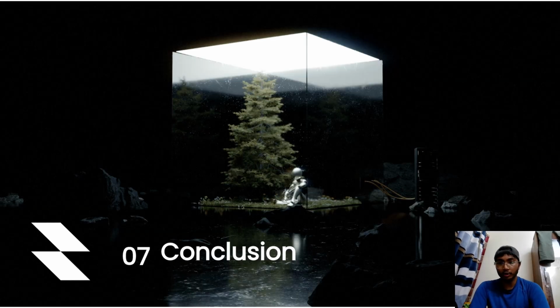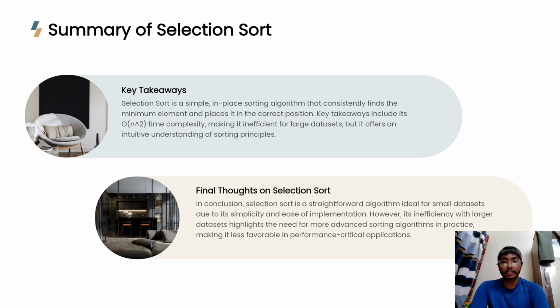Finally, let's come to the conclusion. Summary of selection sort. Key takeaways. Selection sort is a simple in-place sorting algorithm that consistently finds the minimum element and places it in the correct position. Key takeaways include its big O n to the power 2 time complexity, making it inefficient for large datasets, but it offers an intuitive understanding of sorting principles.